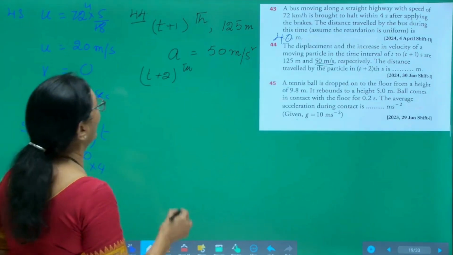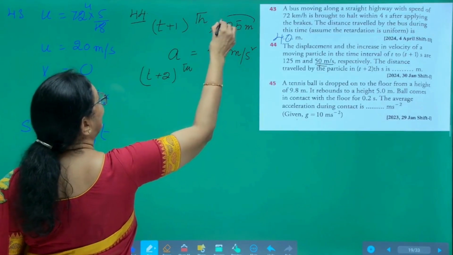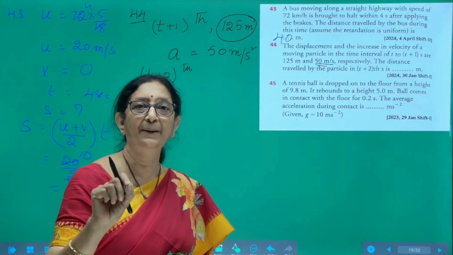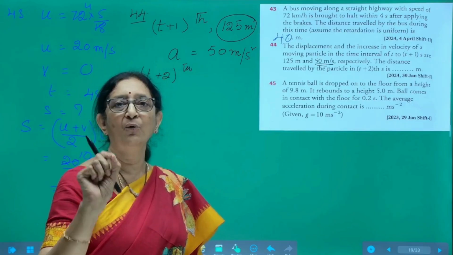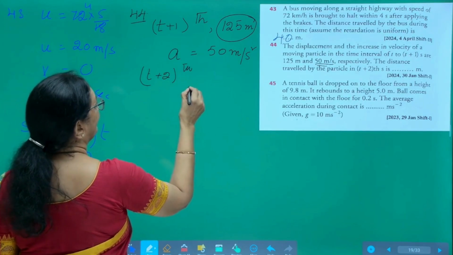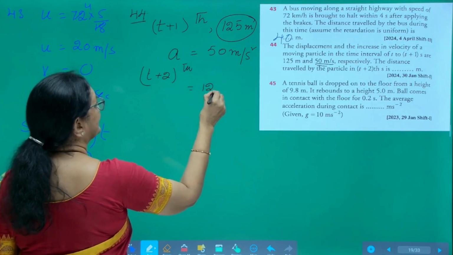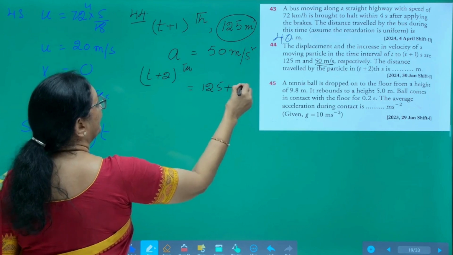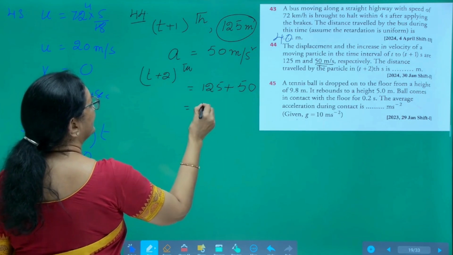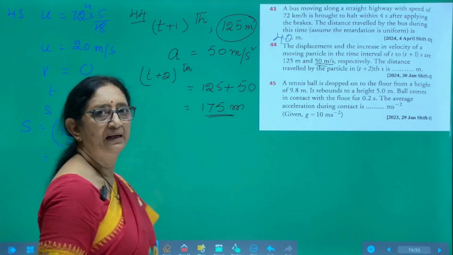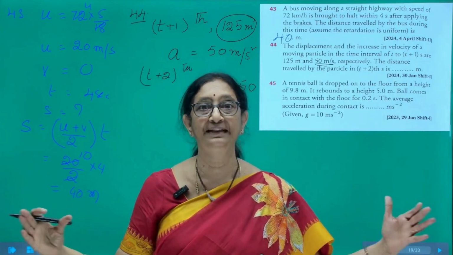So, from that concept, if it travels a distance of 125 meters in the t plus 1th second, what is the distance travelled by it in the t plus 2th second? It is very obviously the distance travelled by it in the previous second plus acceleration. If you solve that problem, it will be this long.